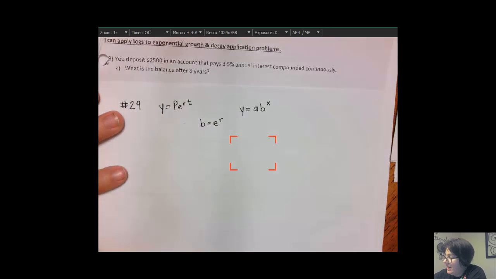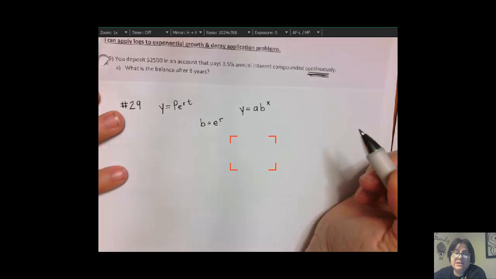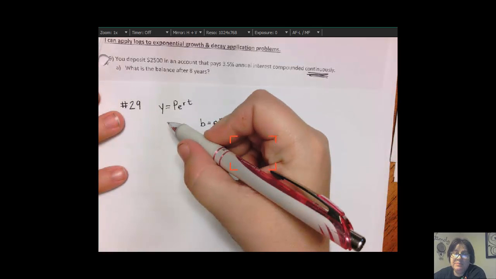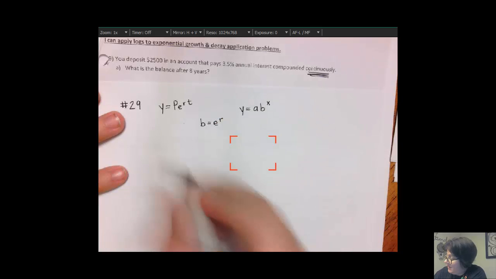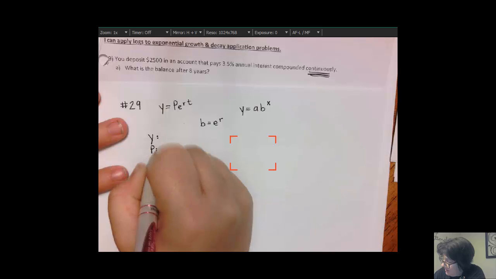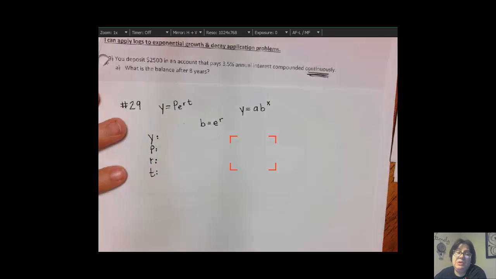Here's what you have going on. You always want to ask yourself which one of these you're going to use. This word continuous is key. Anytime you use continuous, you've got to use e. So then from there, you're going to list your variables and think about what you know and how you know it.